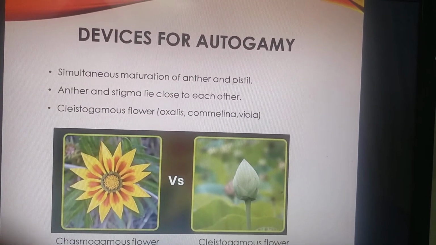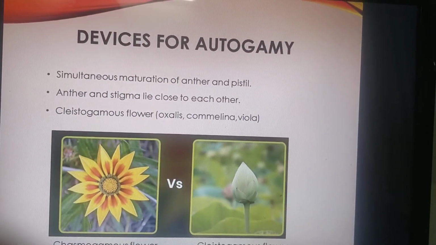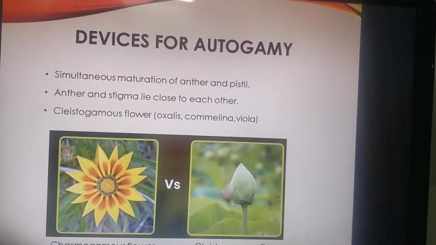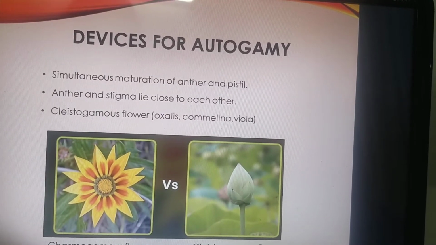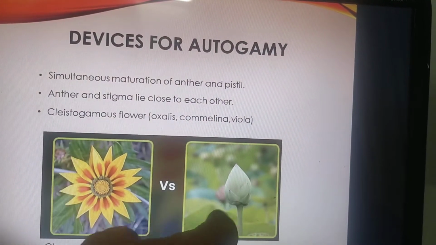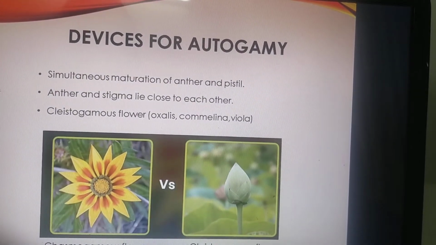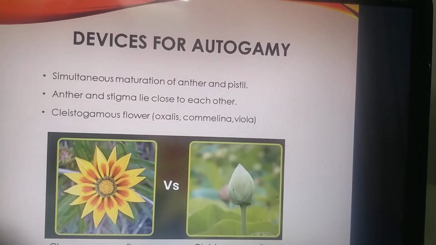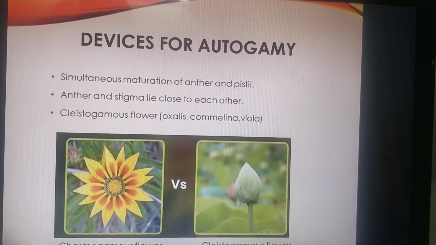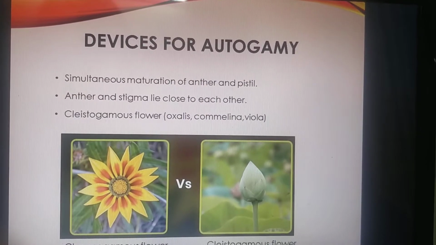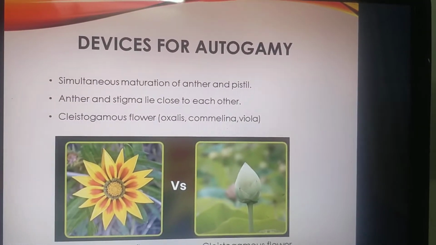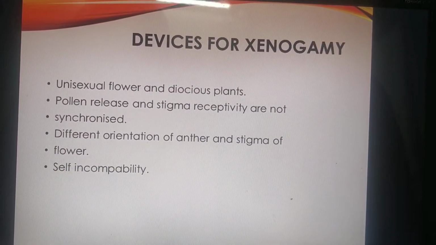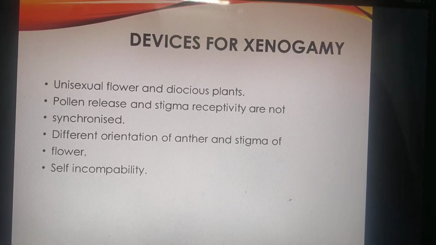Now what are the devices for autogamy? What should be there for self-pollination, like these chasmogamous flowers and clistogamous flowers, where these never open but these are exposed? First, simultaneous maturation of anther and pistil so that pollen grains are released at the same time when stigma is receptive. Then for xenogamy, they can be unisexual dioecious plants.